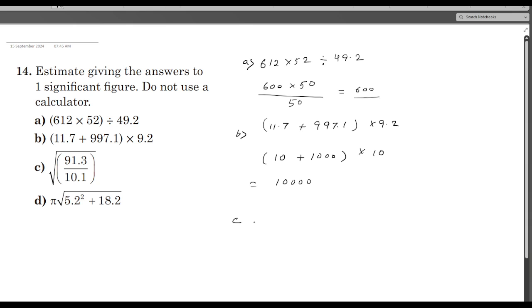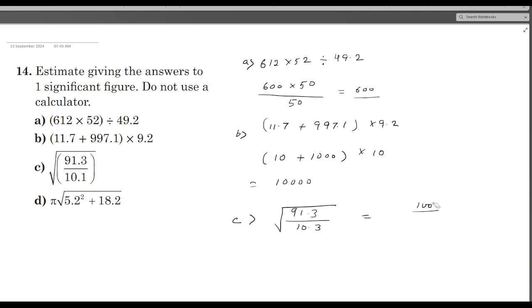Okay, C. C is square root of 91.3 divided by 10.3. So this is written as square root of 90 divided by 10. So it is square root of 9. Square root of 9 is 3.